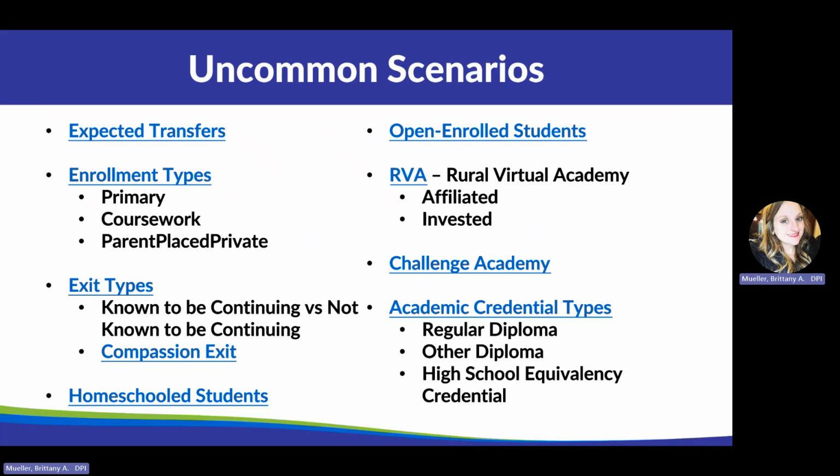Exit types. We have a whole list of exit types. Some of them are known to be continuing and some of them are not known to be continuing. This is going to contribute to your dropout calculation. So please be aware when you are updating exit types for student enrollments that you know which is which. TOS, move out of state, is a known to be continuing exit type. Those students are not going to count as dropout.